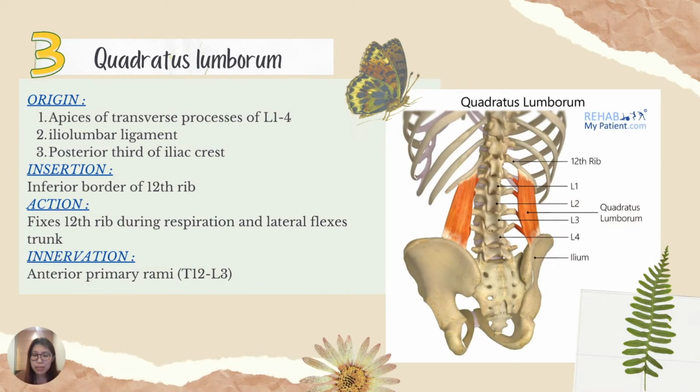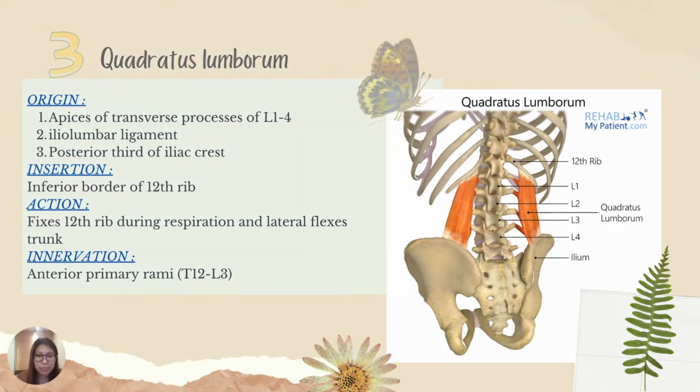So third is the quadratus lumborum. The origin is at the apices of the transverse processes of L1 to L4, the iliolumbar ligament, and the posterior third of the iliac crest. It is inserted at the inferior border of the 12th rib. The action is to fix the 12th rib during respiration and laterally flex the trunk. The innervation is by the anterior primary rami of T12 to L3.